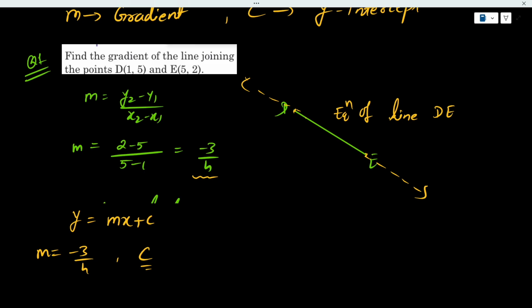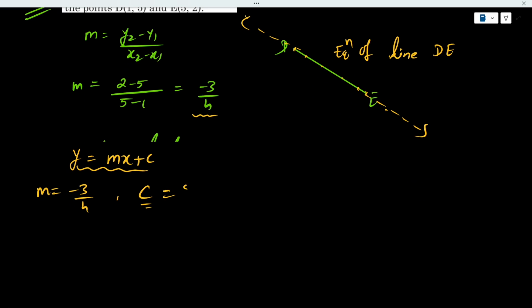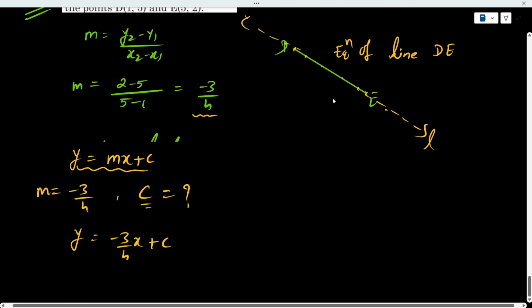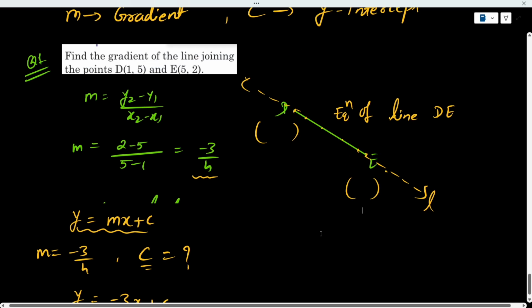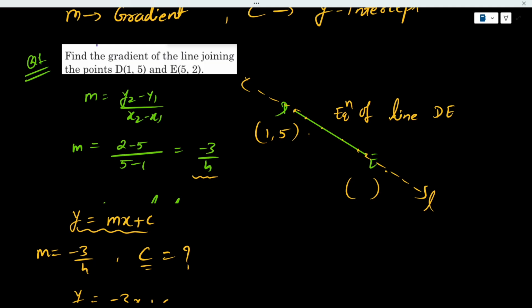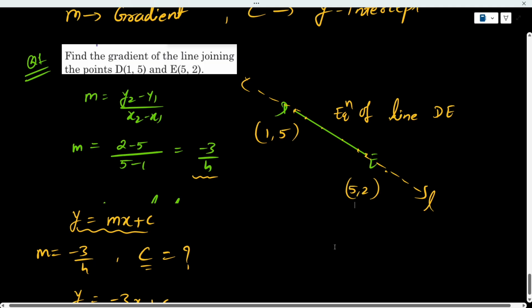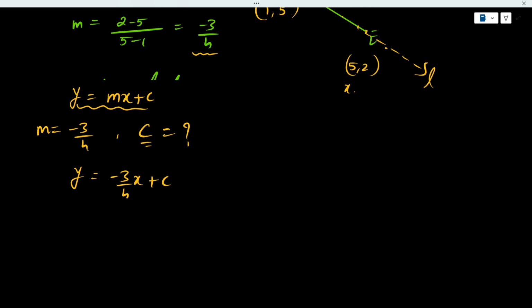Every point on this line is going to satisfy the equation y equals mx plus c. I don't have c, so I substitute minus 3 by 4 x plus c. Every point on the line, passing through D, if it is line L, will satisfy it, and I already have the coordinates of D and E. So if you substitute any one of them in this equation, you will get the value of c. What are the coordinates of D and E? D is (1, 5) and E is (5, 2). You can use any one, because you know that this is an ordered pair x comma y.